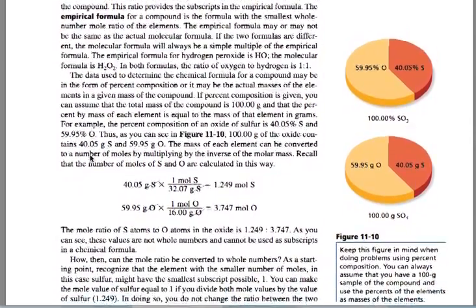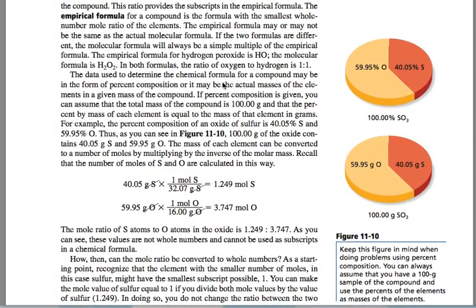The data used to determine the chemical formula for a compound may be in the form of percent composition, or it may be the actual masses of the elements in a given mass of the compound. If percent composition is given, you can assume that the total mass of the compound is 100 grams and that the percent by mass of each element is equal to the mass of that element in grams.